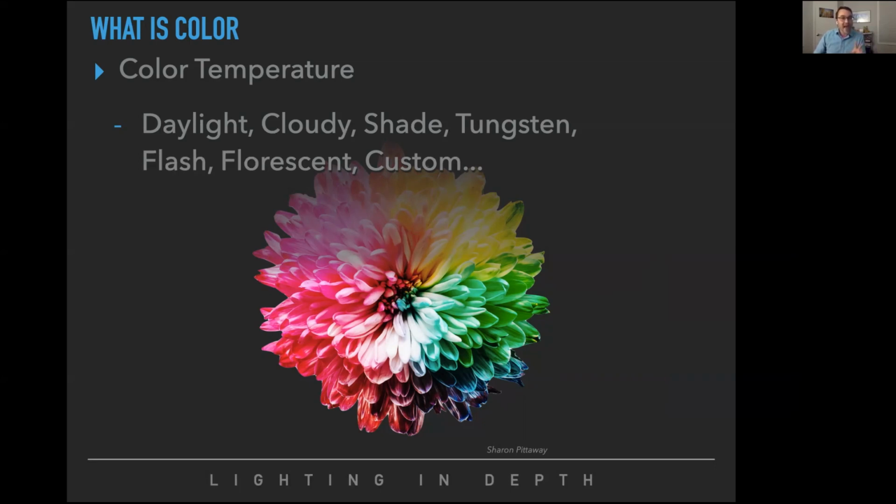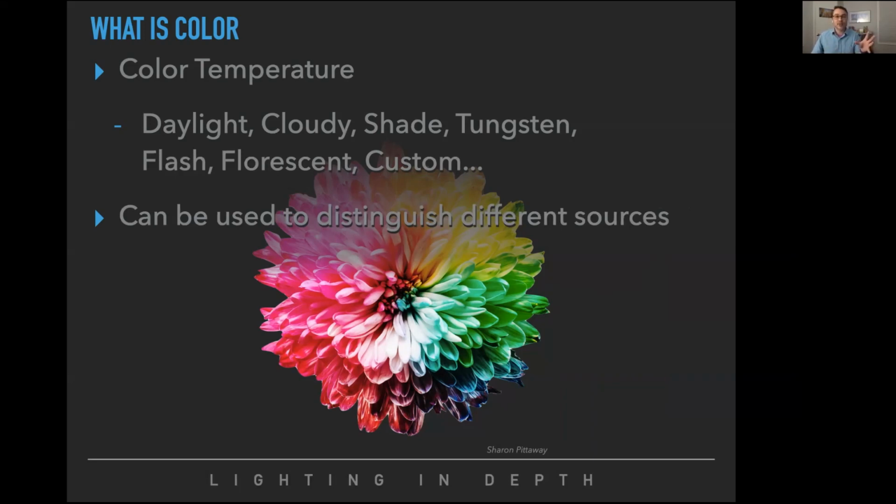But in fact, having different colors of light in a scene can be helpful. It can help bring separation to our subject, pulling it out of the rest of the scene. Color will go a long way to distinguish different sources of light. In fact, I'm going to use different colored light gels in my demonstrations later on, and you're going to be able to see exactly where that light is coming from.